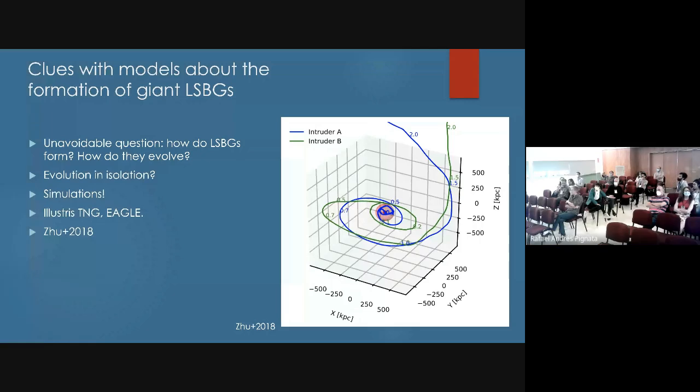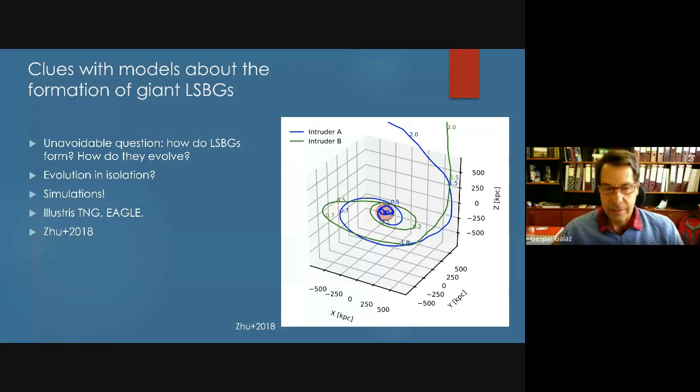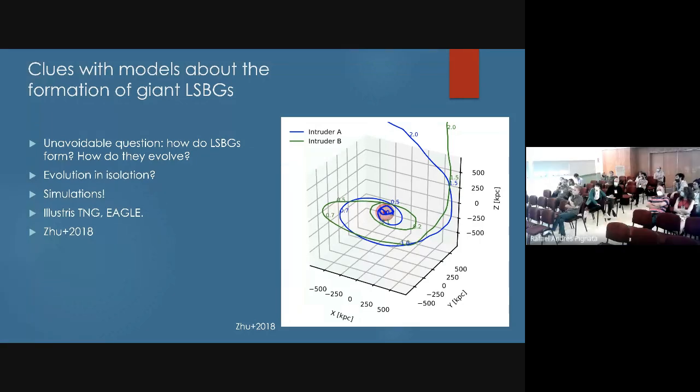Hi, Gaspar. I would like to know your opinion on whether there is a controversy or not with simulations or semi-analytical models regarding the abundance of LSB galaxies compared with observations. Is there really a problem or not? What's your opinion about that?